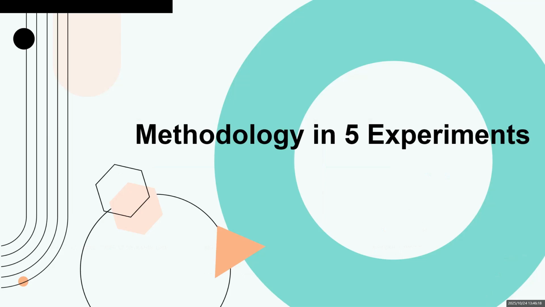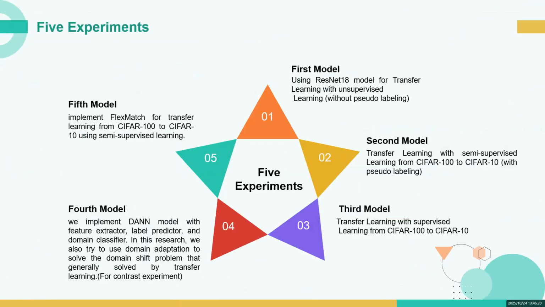Now let me talk about methodology in 5 experiments. We build 5 models. In the first 3 models, I conduct transfer learning with unsupervised learning, semi-supervised learning, and supervised learning. In the fourth model, we implement the DANN model, and we try to use domain adaptation to solve the domain shift problem generally solved by transfer learning. And in the fifth model, we implement FlexMatch for transfer learning from CIFAR-100 to CIFAR-10 using semi-supervised learning.